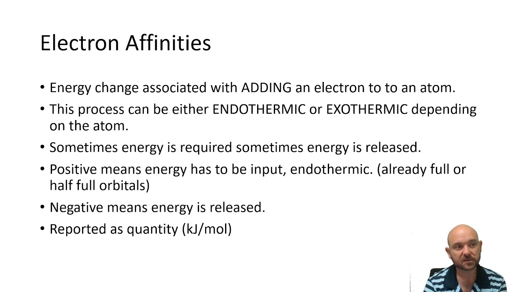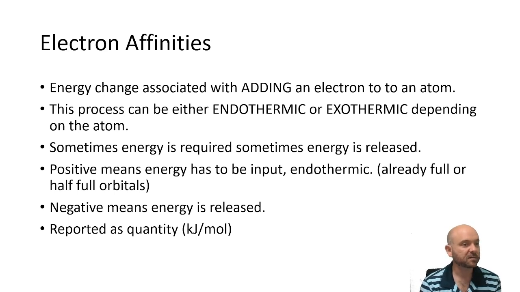This process can be endothermic for some atoms. It can cost energy to put electrons in some atoms. It can be exothermic for others. So sometimes adding an electron increases the stability and will actually give us some energy back from the process. Instead of requiring energy to be placed in, the electron wants to be there, it will slot in and give us energy back. Sometimes this energy is required, sometimes the energy is released, in other words.